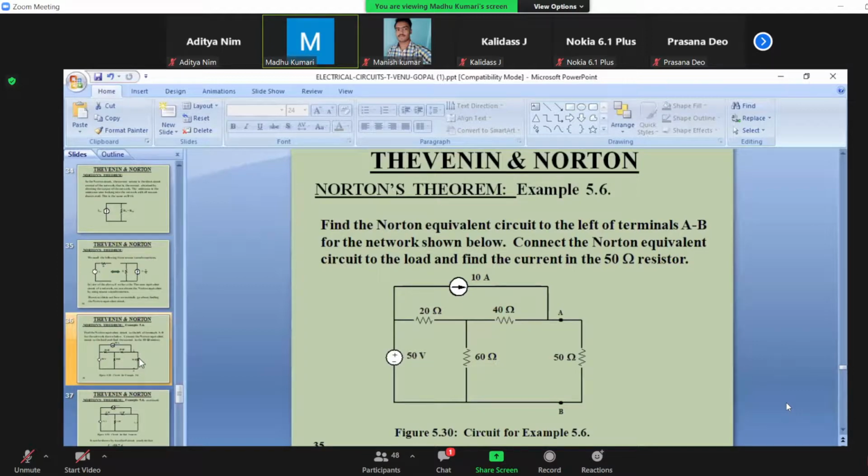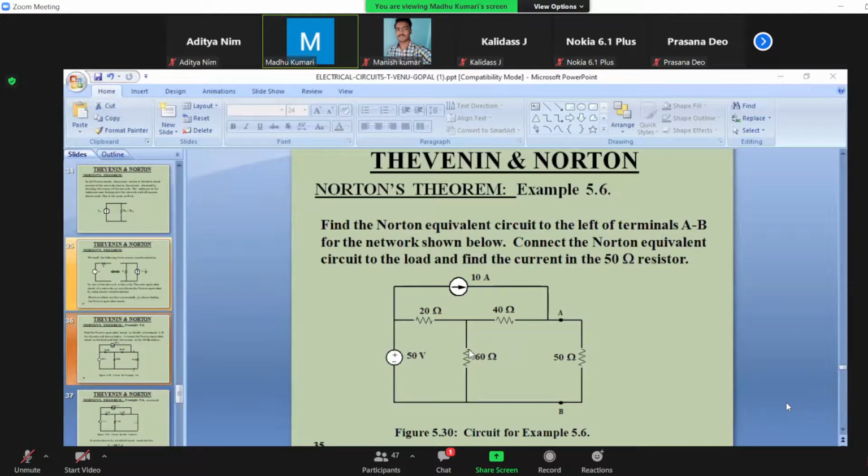This is the Norton's theorem example. Suppose this is the network and you have to calculate Norton's equivalent across A and B. It is sure that the last point will be the load resistance. We can say that you have to calculate the Norton's equivalent circuit across the 60 ohm resistance.